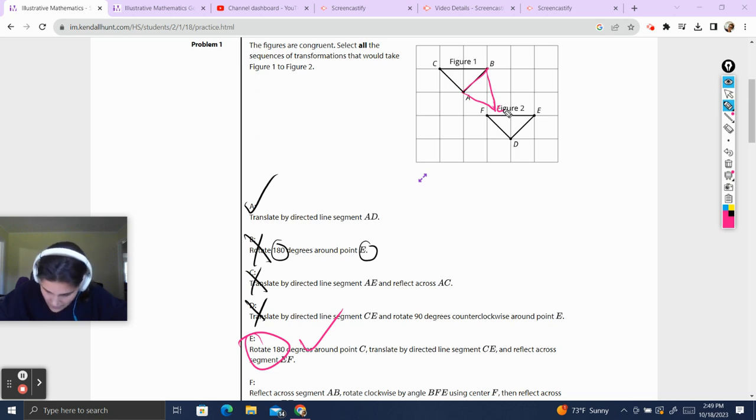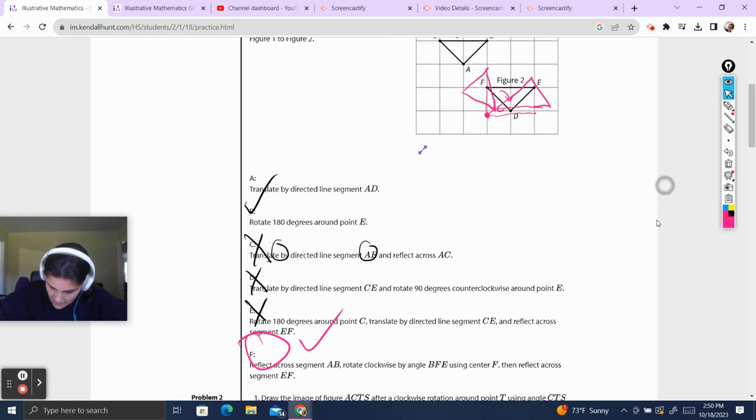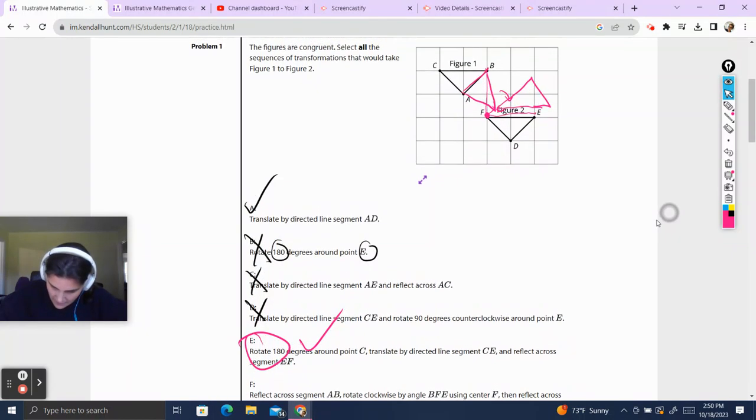And then we're going to rotate clockwise by angle BFE using center F. So we have center F, which is right here. We're going to rotate by angle BFE. BFE is a 90-degree rotation, and we are going clockwise, which is going to, I believe, bring the triangle down to something like that. It might be angled a little bit more. And then reflect across segment EF.